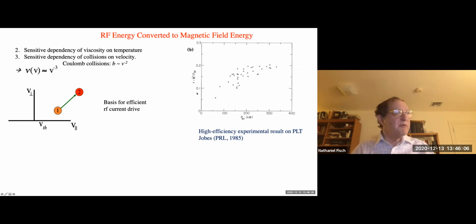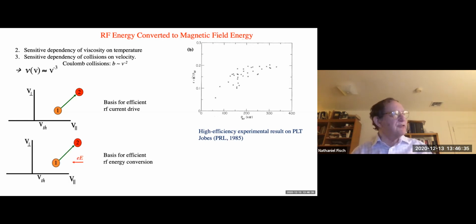When people did experiments, they found a huge, because we're talking about energy transformations now, they found a very large efficiency of transferring the RF power into magnetic field energy. In other words, RF energy to magnetic field energy was upwards of 20%, sometimes as high as 40%. It was hard to understand how it could possibly be so efficient.